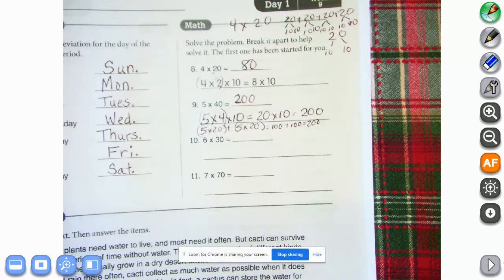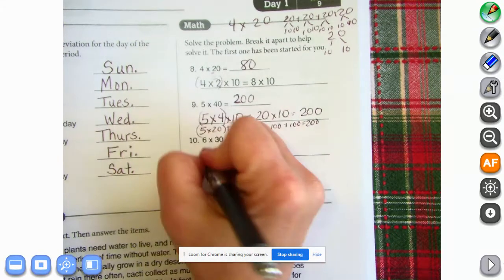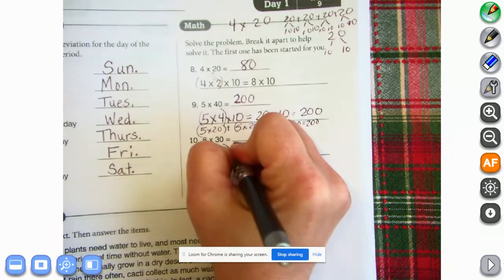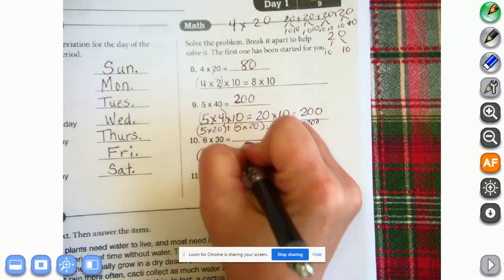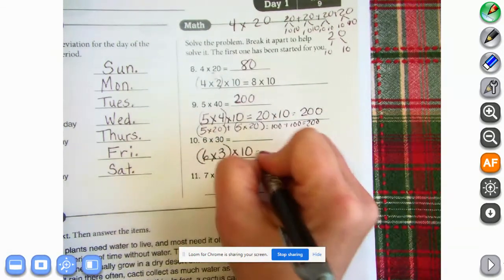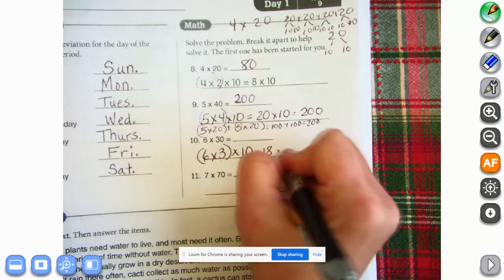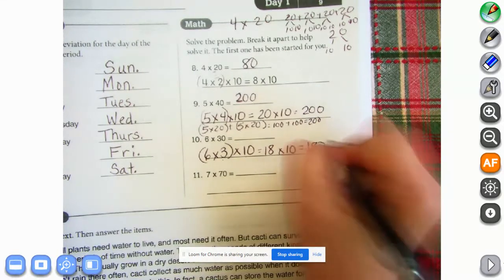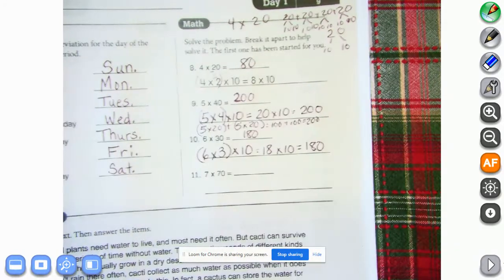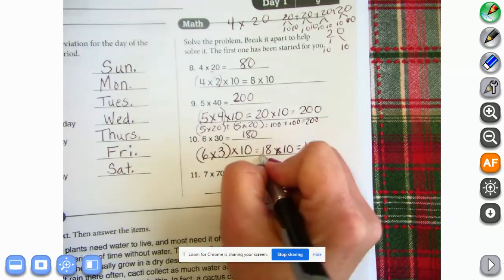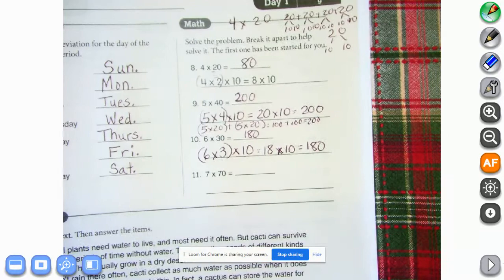6 times 30. All right. So if I break it into 6 times 3 times 10, because 3 times 10 is 30. 6 times 3 is 18 times 10. I would just be able to make it 180. Because 1 times 18 is 18. 0 times anything is 0.